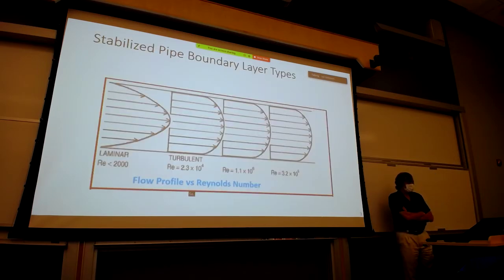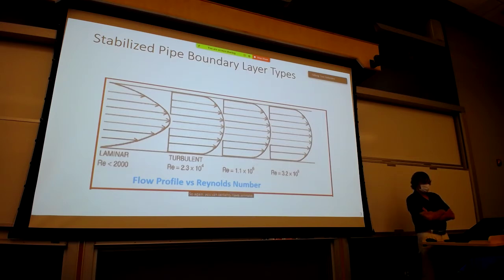So again, you can certainly have laminar, transition, and turbulent boundary layers in the system. There's no real, most often, leading edge or trailing edge. It's just that you have an established boundary layer throughout the piping system.